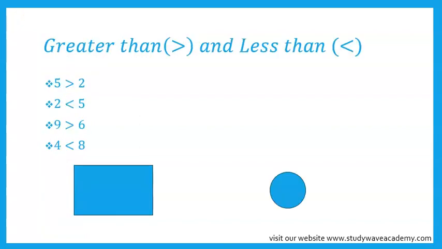Okay, so next we are going to be looking at greater than and less than. Okay, the sign for greater than is this sign, and the sign for less than is this sign. You can use your right hand by bending your elbow to form the greater than sign. Can you do that for me? Okay. Have you done that?